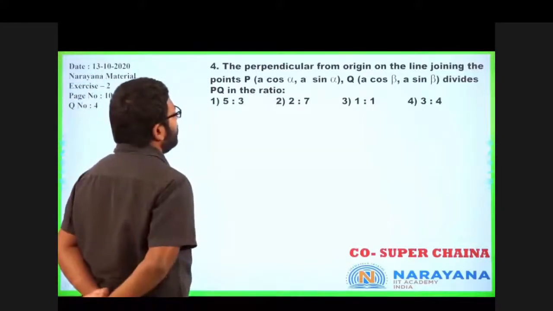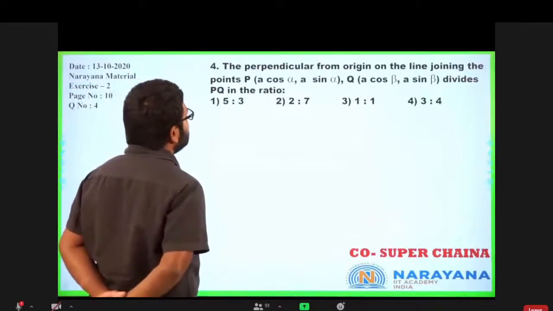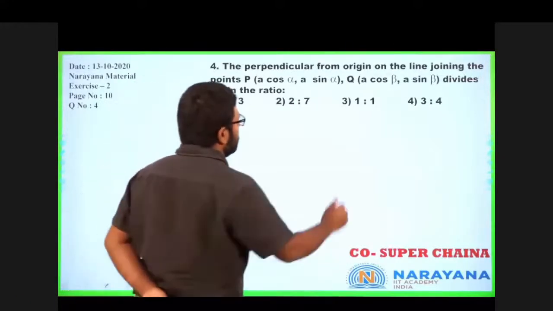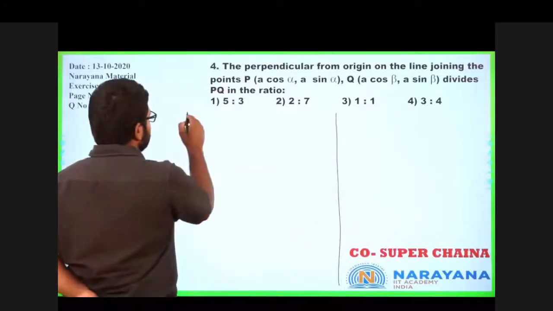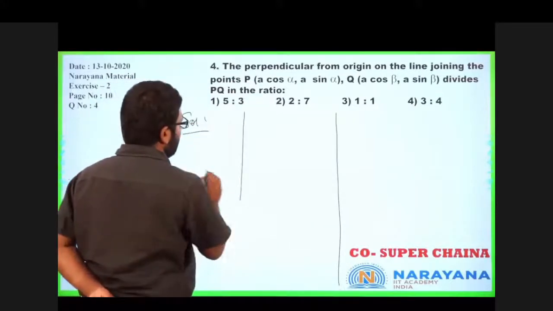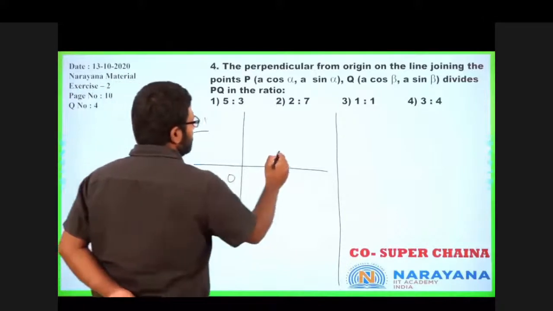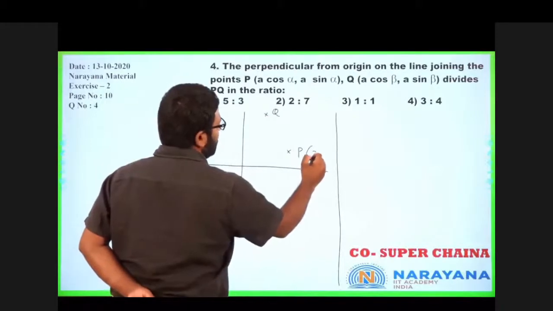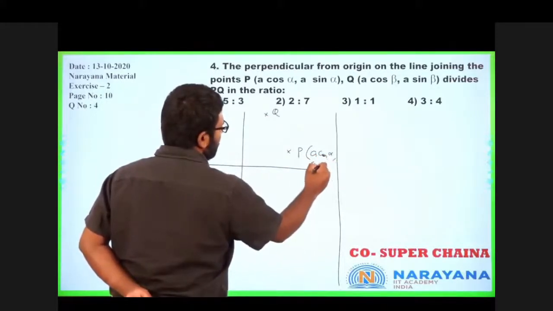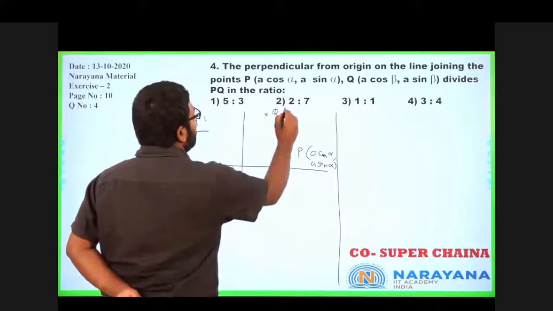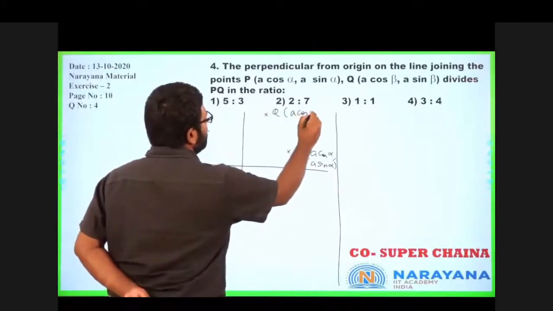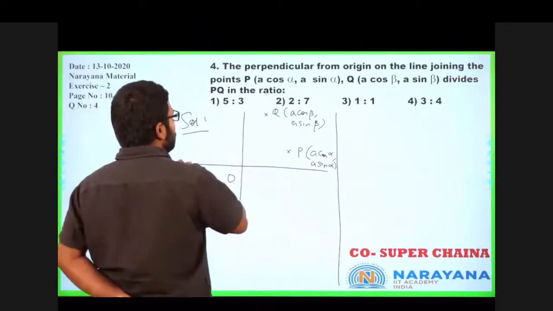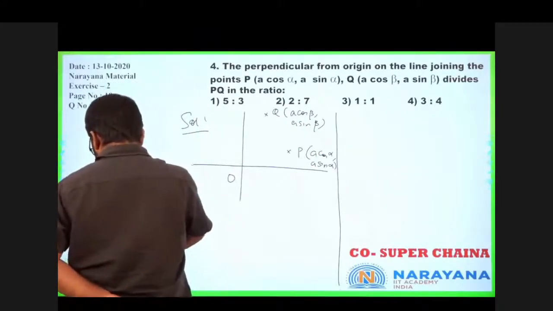Okay, the perpendicular from origin on the line joining the points P (A cos alpha, A sin alpha) and Q (A cos beta, A sin beta) divides PQ in the ratio. Alright, so we have the origin, a point P, and a point Q. P is (A cos alpha, A sin alpha), and Q is (A cos beta, A sin beta), right? And so we are joining PQ.